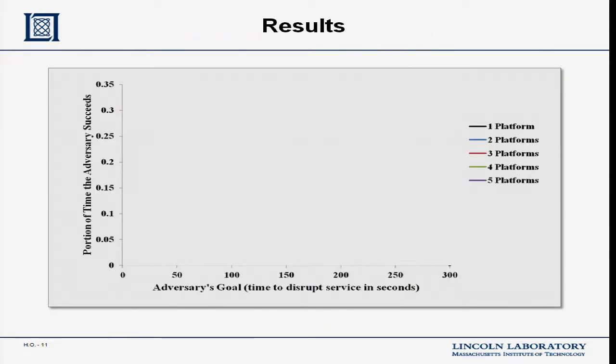So we really want to see the probability of success for the attacker, the portion of time or trials that the attacker wins, plotted against the attacker's goal. So how much time the attacker needs in order for them to achieve their goal, or how much time the attack needs to succeed. And we want to plot that for different number of platforms, 2 to 5 platforms, and 1 platform is the baseline.